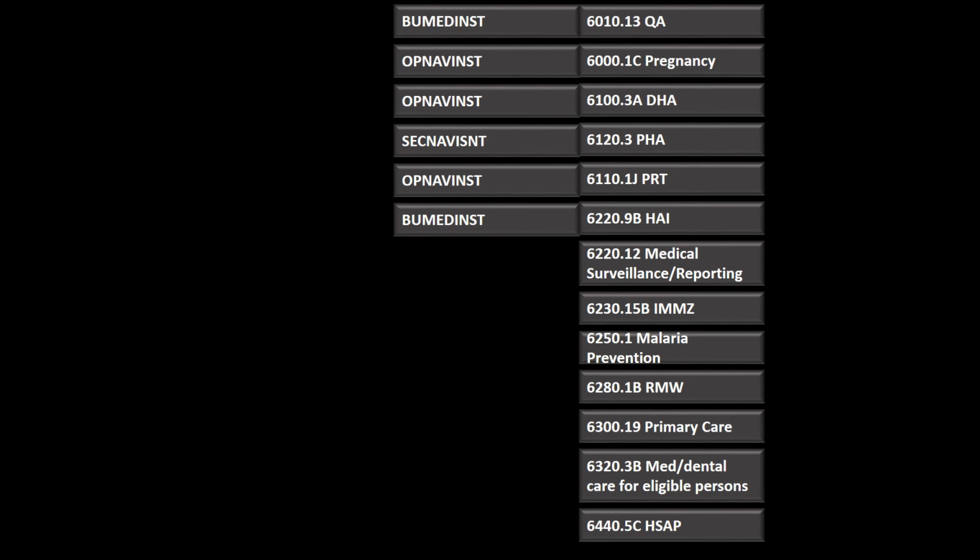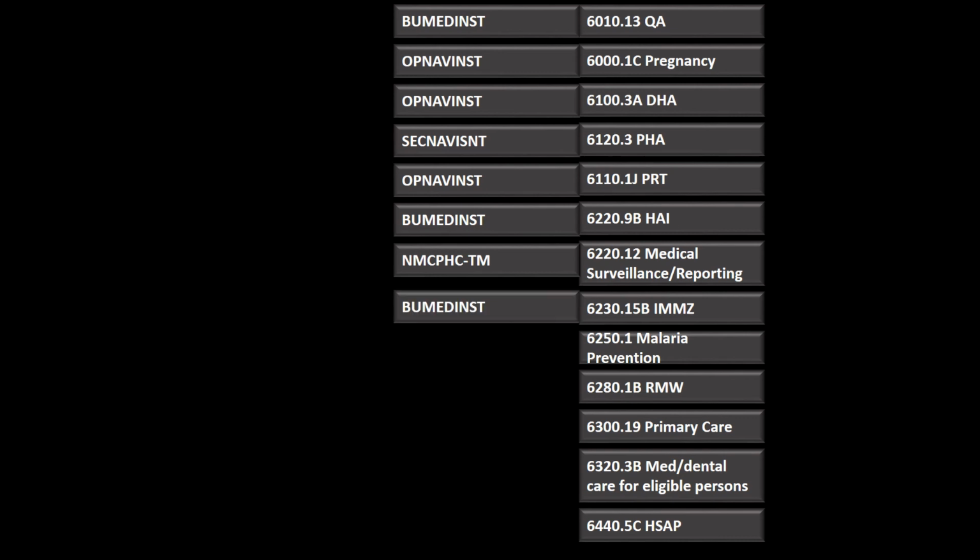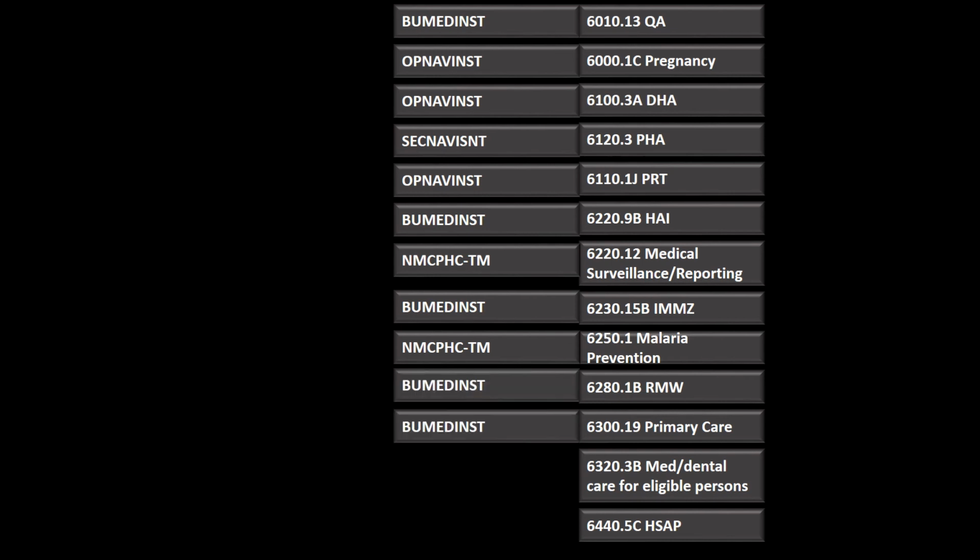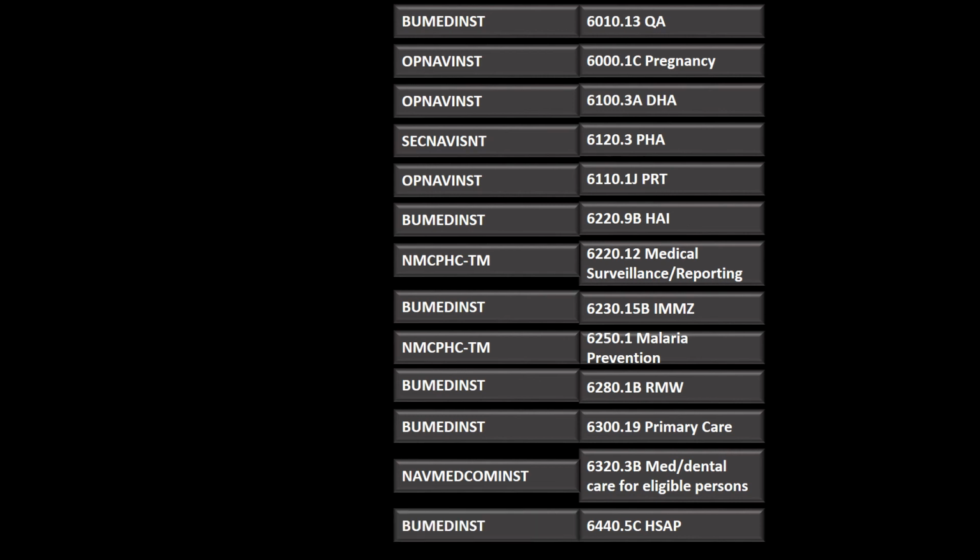Our medical surveillance and reporting, well, that one is actually a technical manual from the Navy Marine Corps Public Health Center. Immunizations, that's a BUMED instruction. Malaria is also a technical manual from the Navy Marine Corps Public Health Center. Regulated medical waste is a BUMED instruction. Your primary care is a BUMED instruction, and then your medical and dental care for eligible persons, that's a NAVMEDCOM instruction, and HSAP is a BUMED instruction because, again, that's specific to personnel in Navy Medicine.